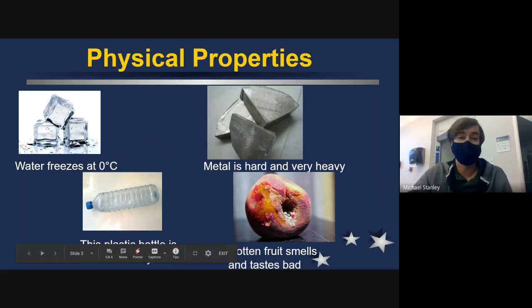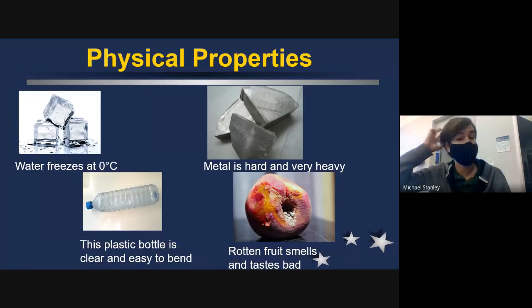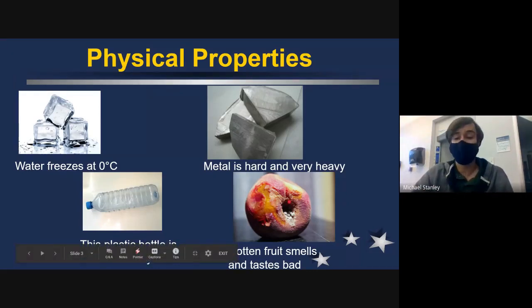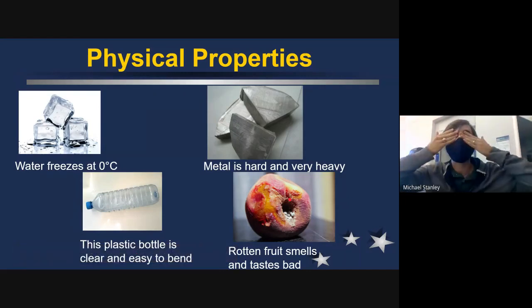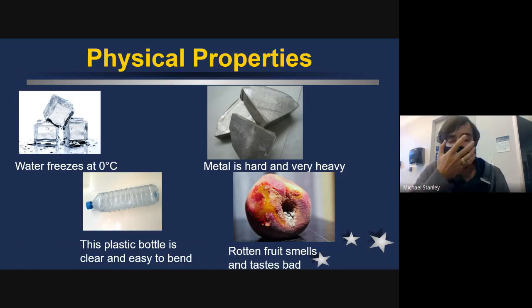If you tasted it, I'm sure it tastes really nasty. So those are all physical properties of this piece of fruit. Even if you were blindfolded or somebody put their hands in front of your eyes, if they gave you a piece of fruit, you'd be able to hold it up to your nose or taste it a bit and tell, oh man, that is gross, that is rank. Something is very, very wrong with it.